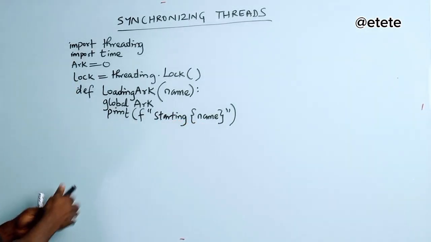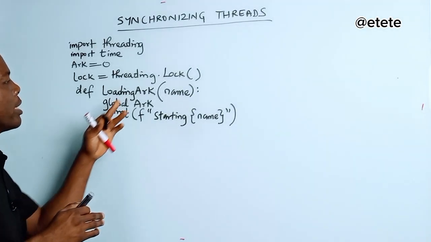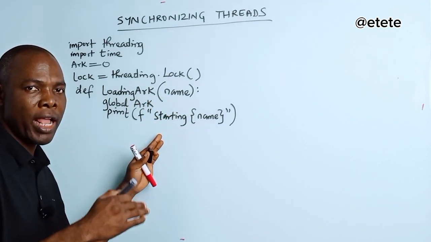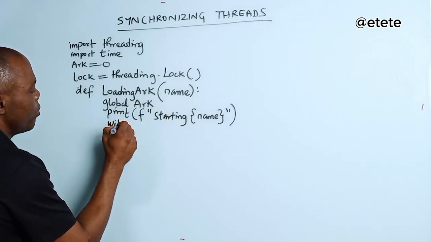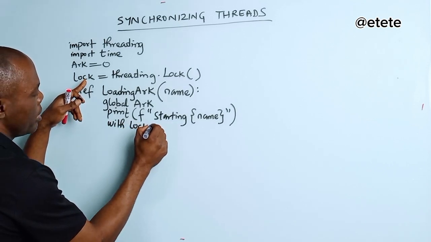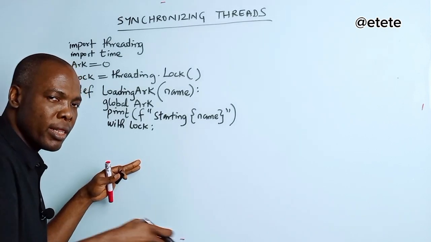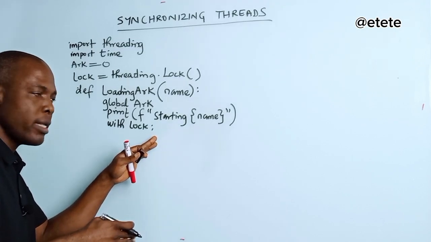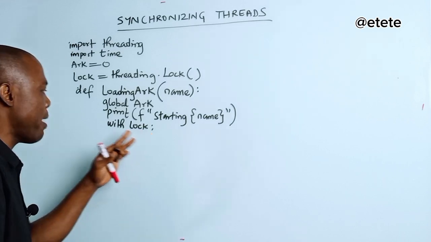So starting the name. Then the next thing we want to do is, first, whoever is going to start must obtain the lock, meaning he has gotten the instruction from the father to go ahead and start loading. To obtain that lock, we'll say with lock. Then you go in. Now you've obtained the lock, so you can now go in. That is the coordination. You can now go in and start loading the animals. After that, the second person will also obtain the lock and then start to load the animals.